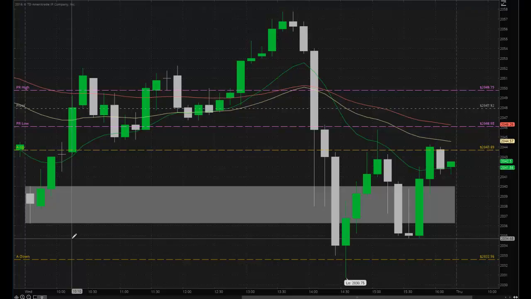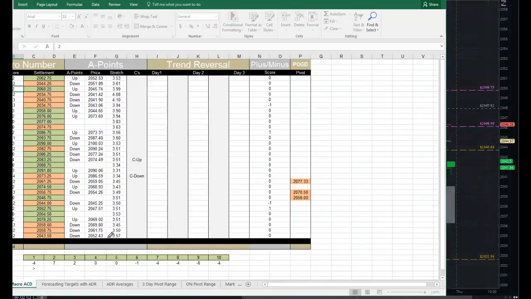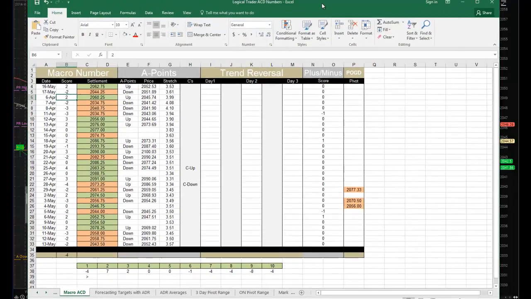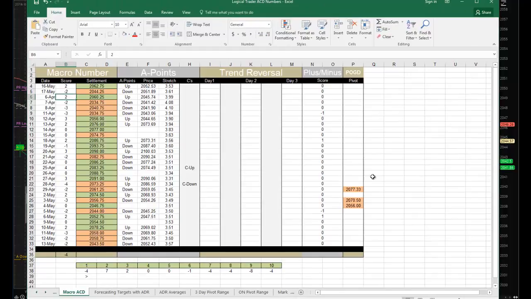Let me bring up my macro number. This is how I keep track of them, and this is my score in here. You can see our score is -4, but we're going to drop this +2 today. And then if you add a -3 there, you get to -9.